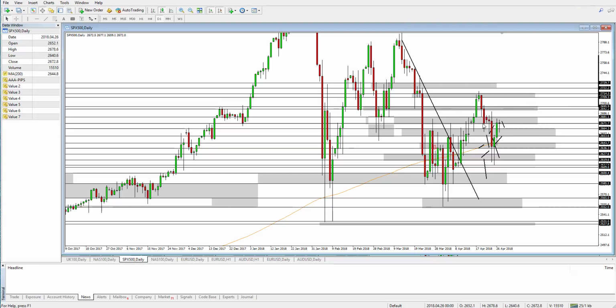What I'm going to do is just quickly pause the video, get rid of all these lines so we can clean it up a little bit, and then we will look at the market for the week ahead.